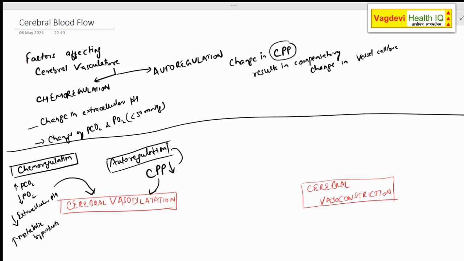If it is a chemoregulation, you have to come back to the partial pressure of oxygen, exactly the opposite. So, what will happen here? PCO2 decrease, PO2 increase. Yes, metabolic byproducts will be low. So this is how it will cause the chemoregulation.